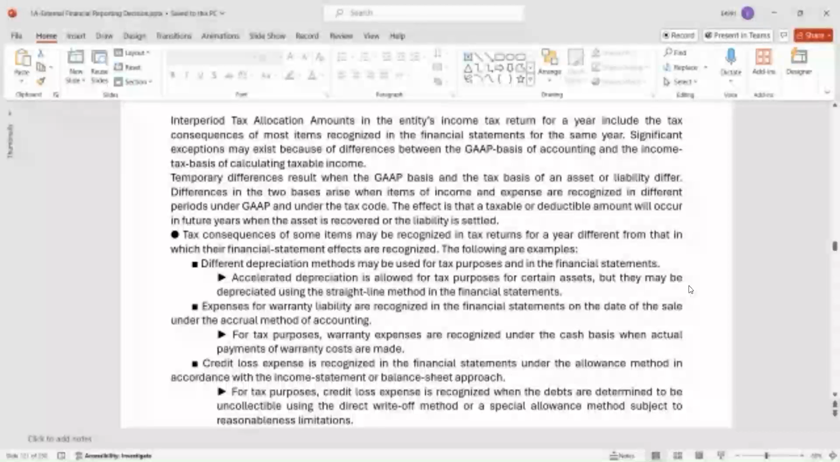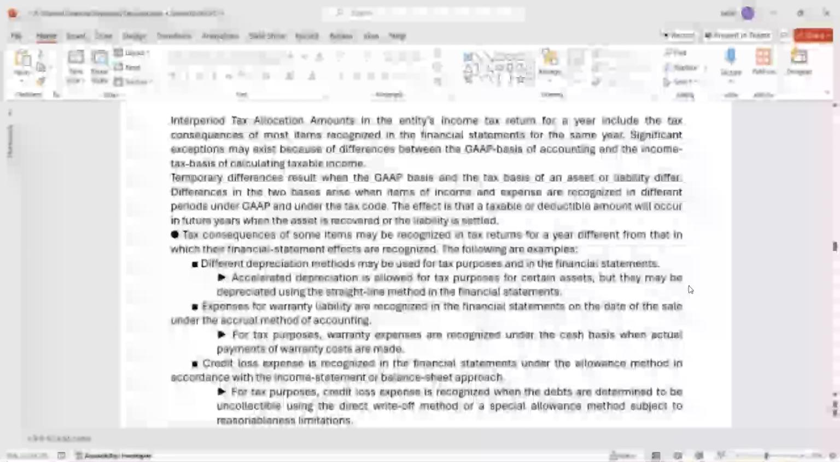Inter-period tax allocation amounts. If the entity's income tax return for a year includes the tax consequences of most items recognized in the financial statements for the same year, significant exceptions may exist because of differences between the GAAP basis of accounting and the income tax basis of calculating taxable income. Temporary differences result when the GAAP basis and the tax basis of an asset or liability differ. Differences in the two bases arise when items of income and expense are recognized in different periods under GAAP and under the tax code.